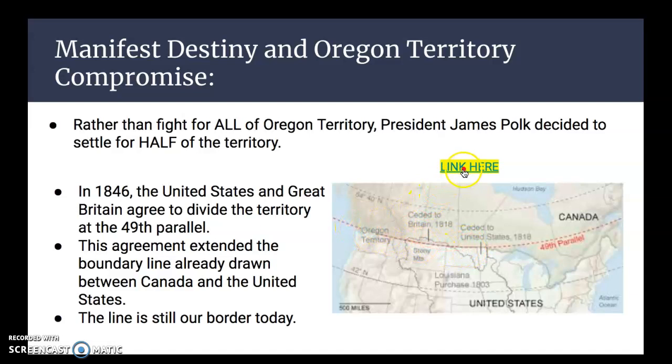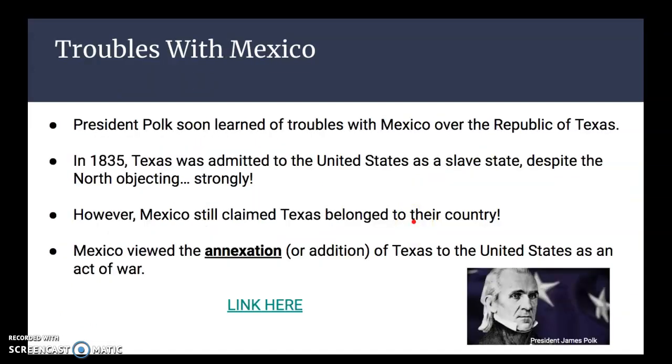There's a link here I want you to take a look at when you go through these slides on your own. So maybe it was a good thing that we didn't go to war with Britain at this time because we were having more trouble with Mexico in the Southwest.